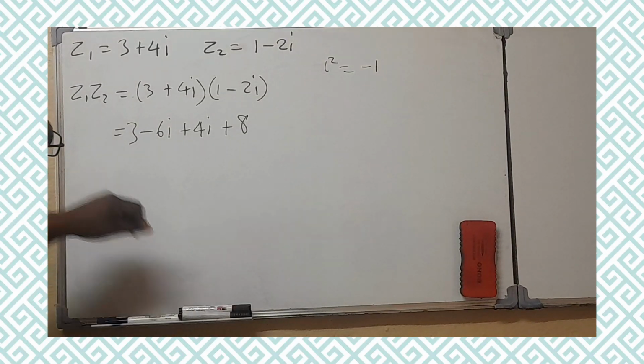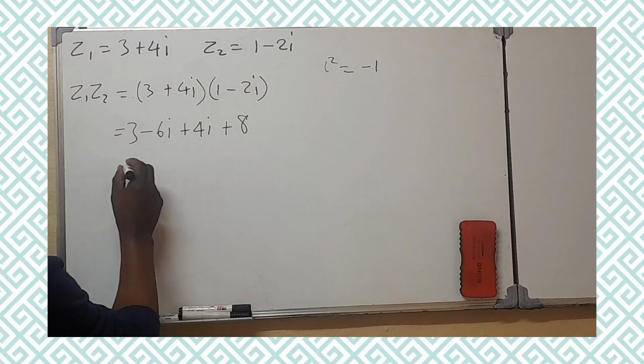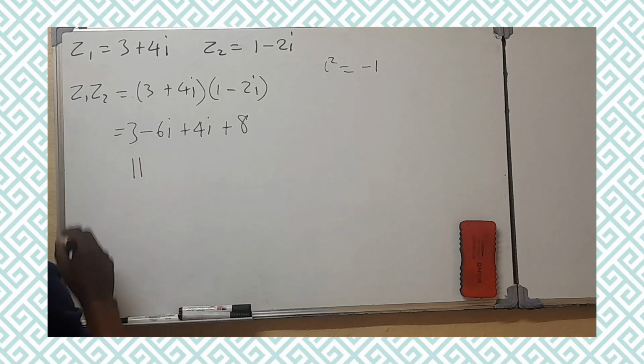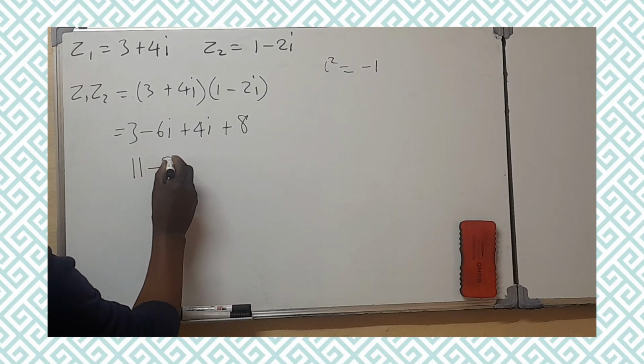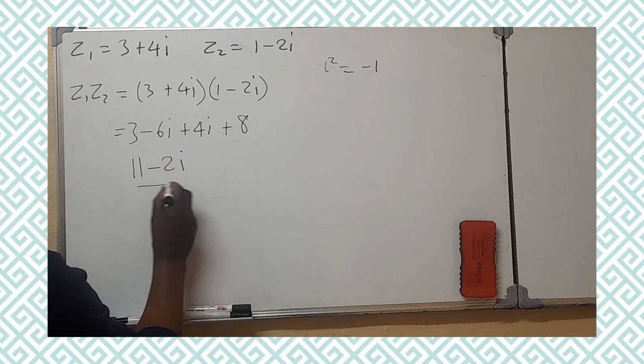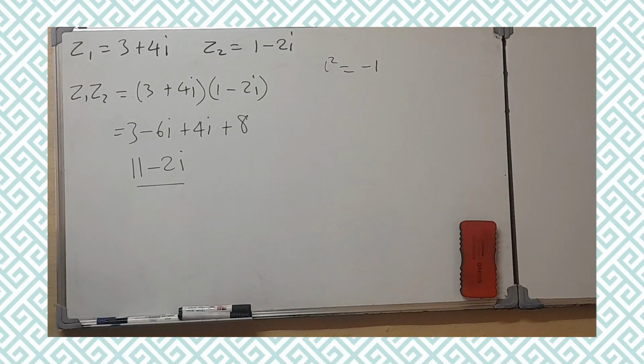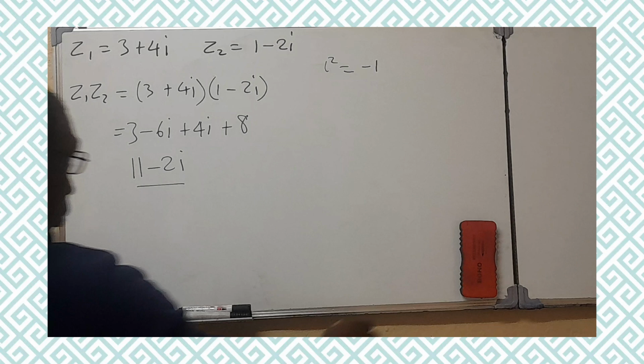So combining everything together, we have 3 plus 8, which is 11, minus 6i plus 4i, which is minus 2i. So that's your Z1 times Z2.